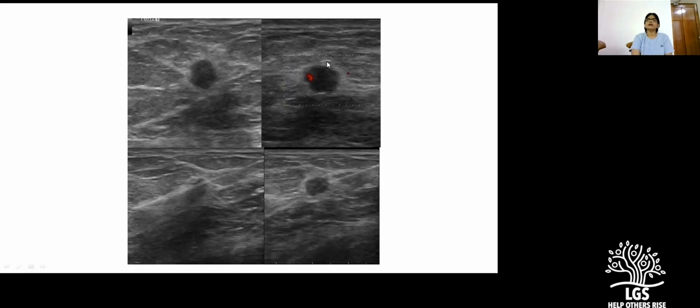So you see a kind of echogenic halo around this lesion. This is very pathognomonic of a malignant lesion. And so this also was biopsied.